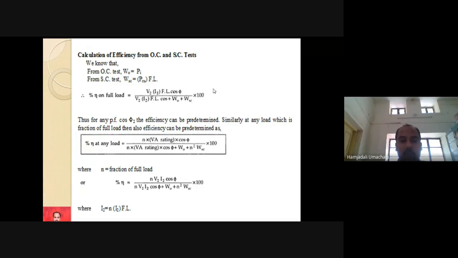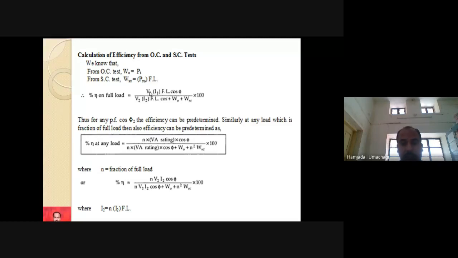So output is what? KVA rating. KVA, V means voltage, V2, because we are always connecting the load on the secondary side. So we should consider the secondary side transformer parameters here: secondary side voltage, secondary side current, that too during full load condition, multiplied by cos phi. So always remember KVA rating.